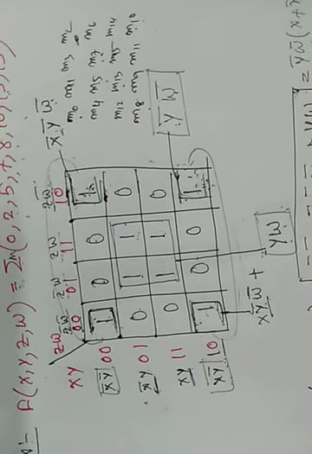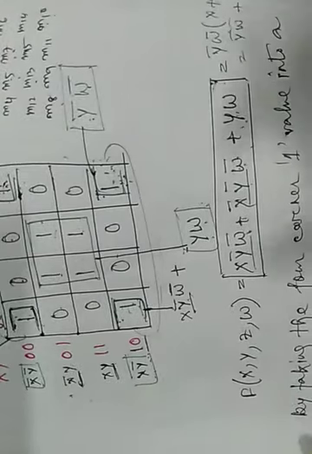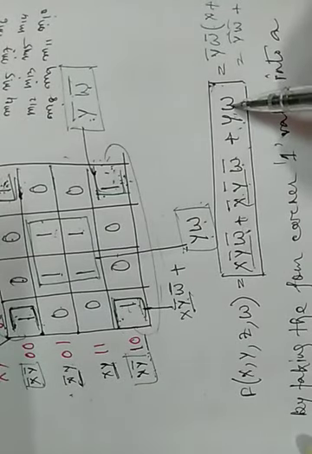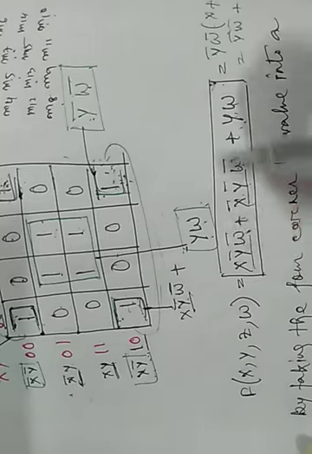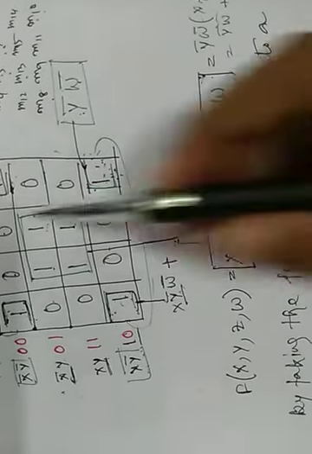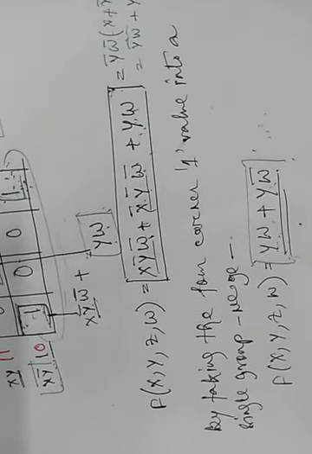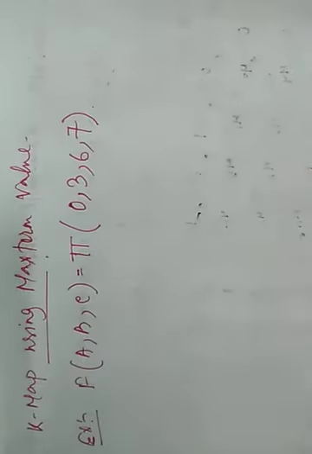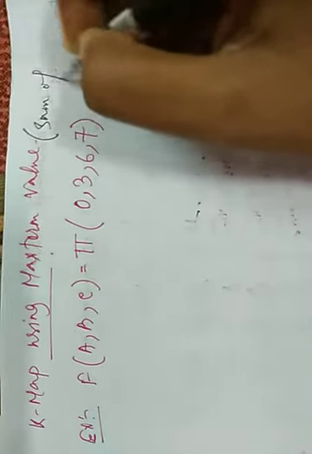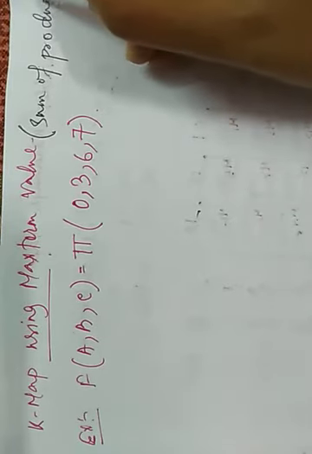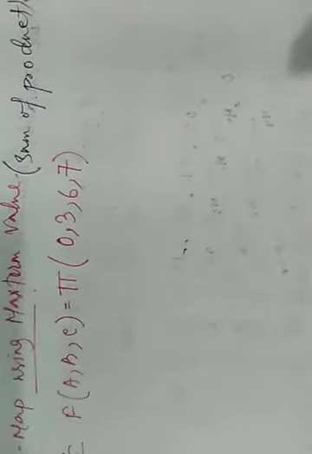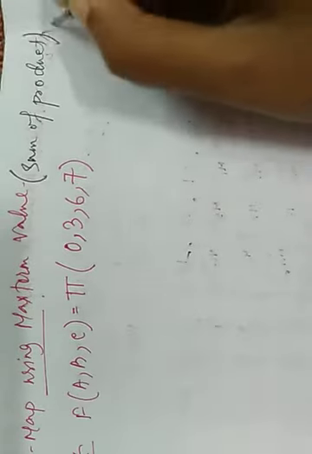So till now, in all the Karnaugh maps we have done, we solved min term expressions. All the Boolean expressions are in min term form, meaning after simplification we get min term values. But if we want max term values, let us see what we will do. So K-map using max term value.